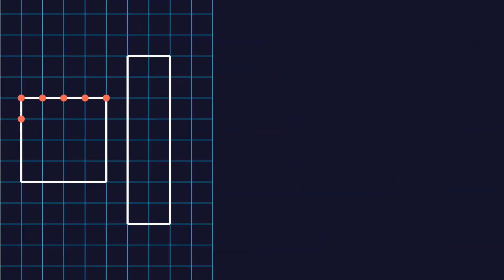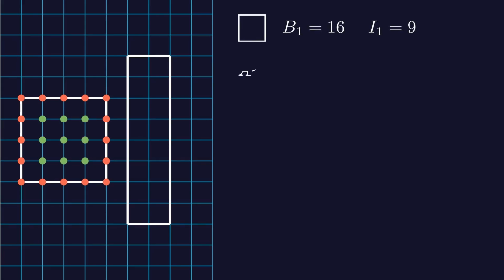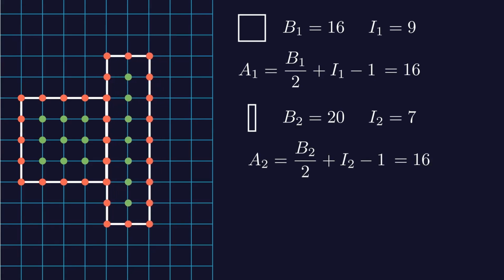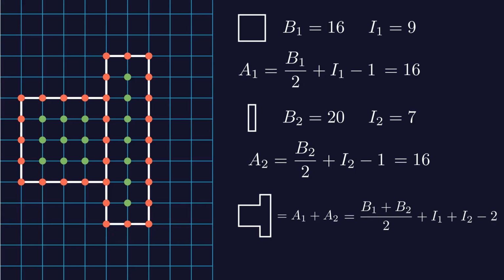Now let's look at 2 different polygons, a square and a rectangle. The square has 16 boundary points and 9 interior points. From Pick's theorem, its area is equal to b divided by 2 plus I minus 1, so that is 16. The rectangle has 20 boundary points and 7 interior points, so its area is 16. When we combine the 2 shapes like this, the area of the new shape is equal to the sum of the areas of the rectangle and the square. We can write it like this: (b1 plus b2) divided by 2 plus I1 plus I2 minus 2.